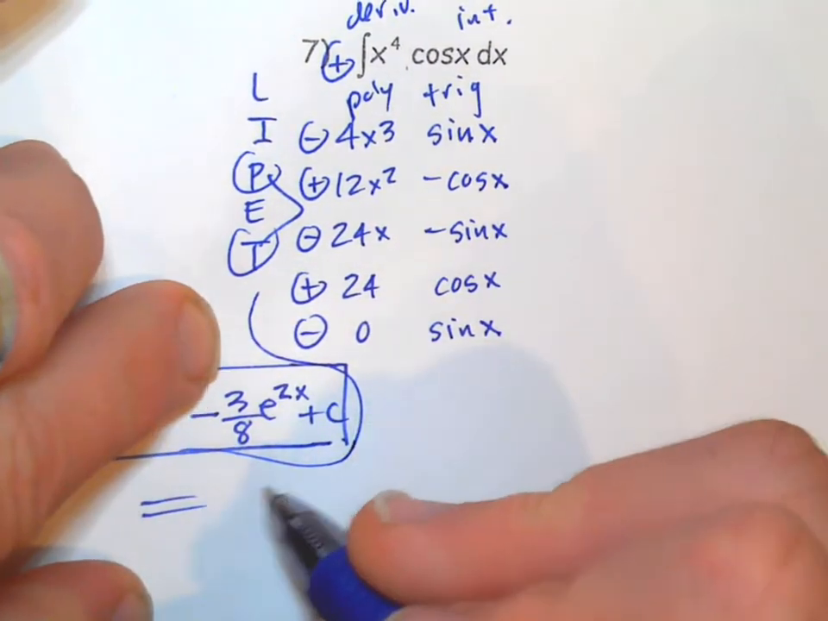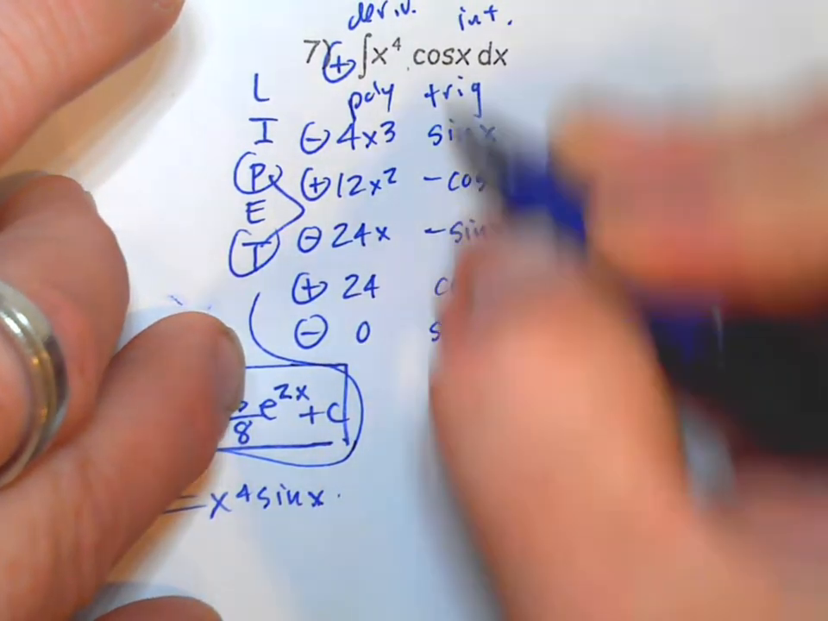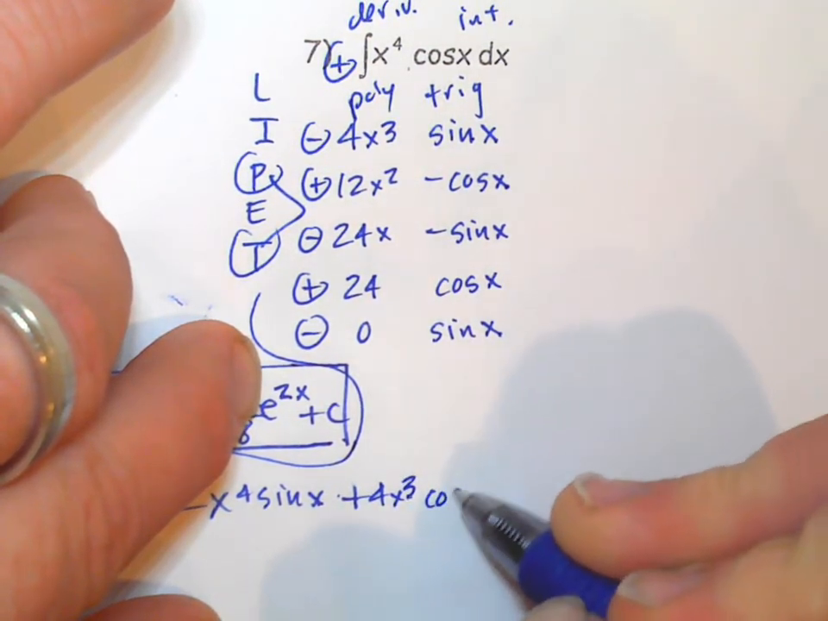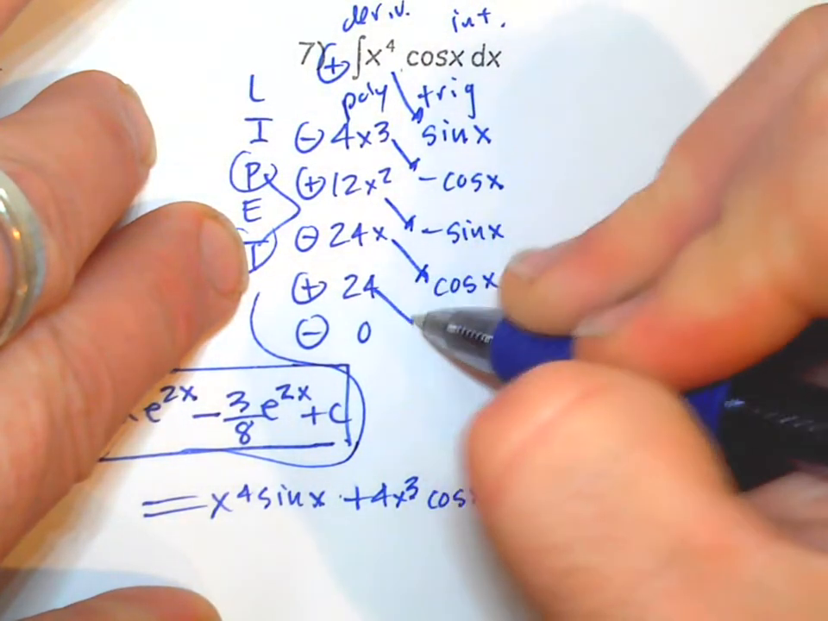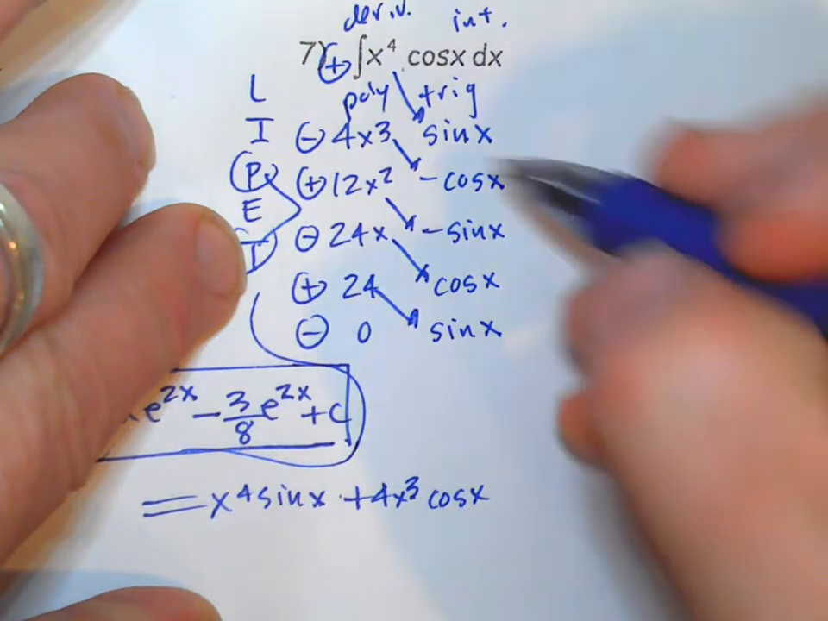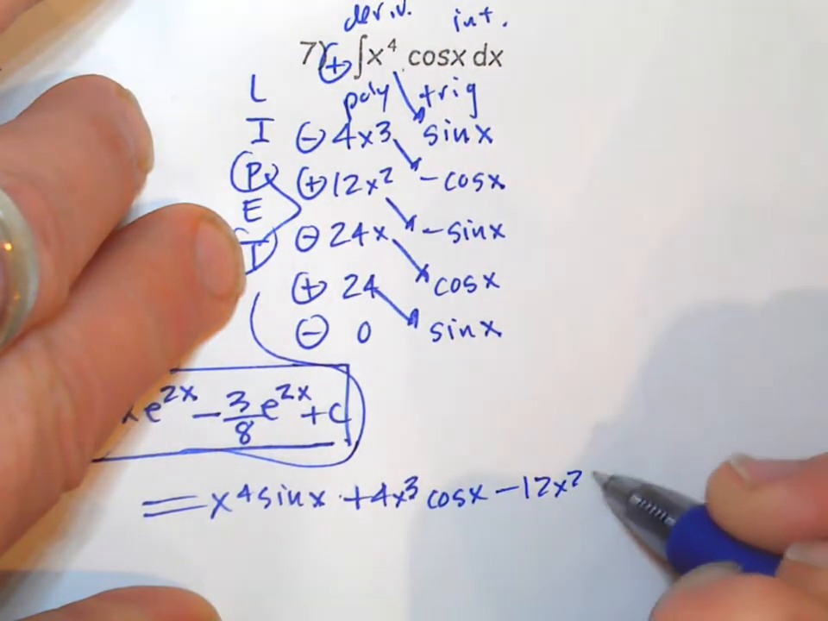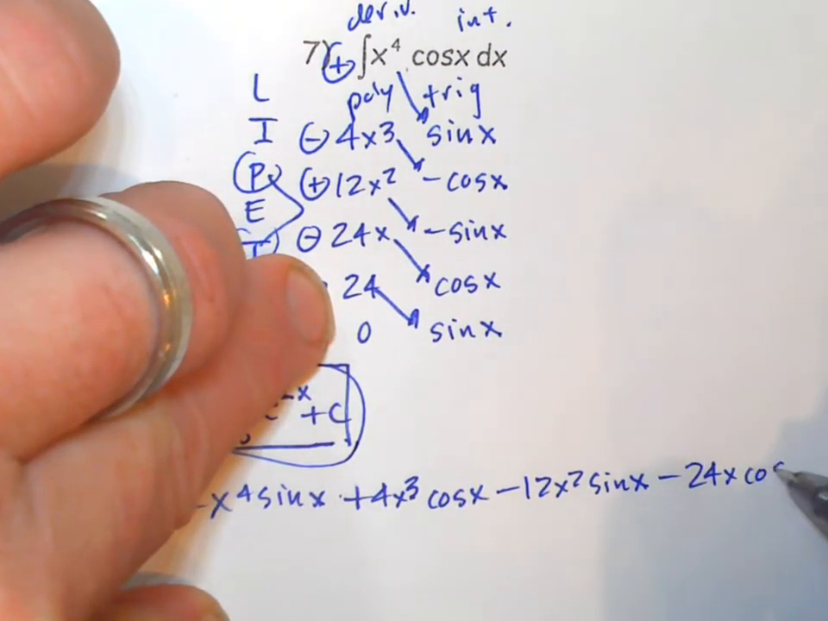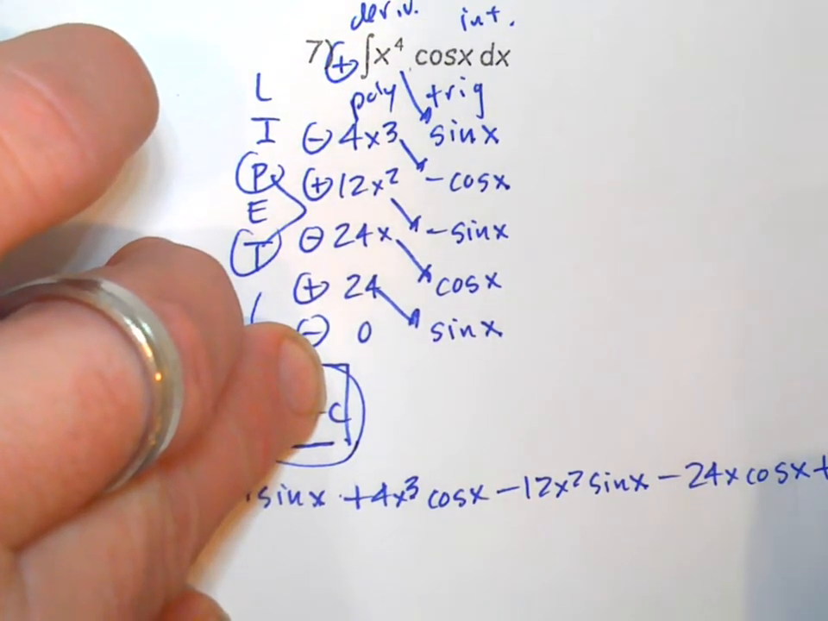Okay, so what are we going to get? x to the 4th sine x, right? Plus 4x cubed cosine x. Let me go down the diagonal. So we do that one plus minus 12x squared sine x minus 24x cosine x plus 24 sine x plus c.